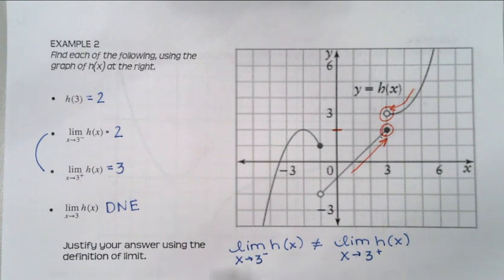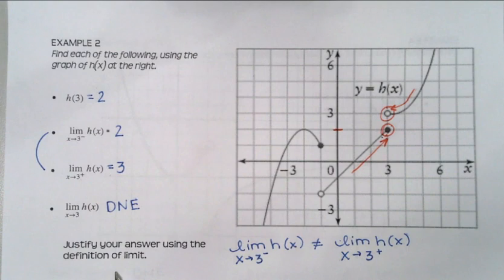But this is using that definition of limit, which is that the limit does not exist unless these two things are equal to each other. Okay, that's it for this example. We will pick up with example 3 in day 2 of this lesson.